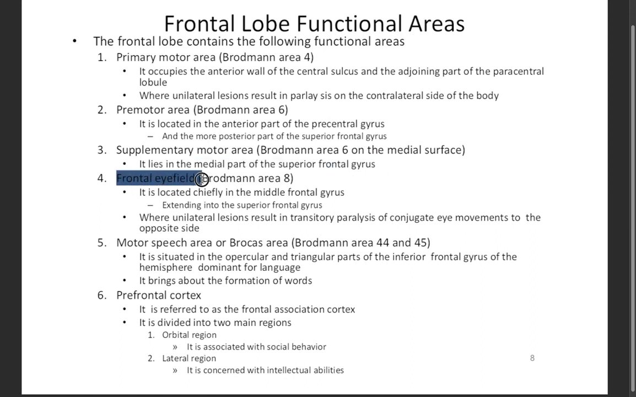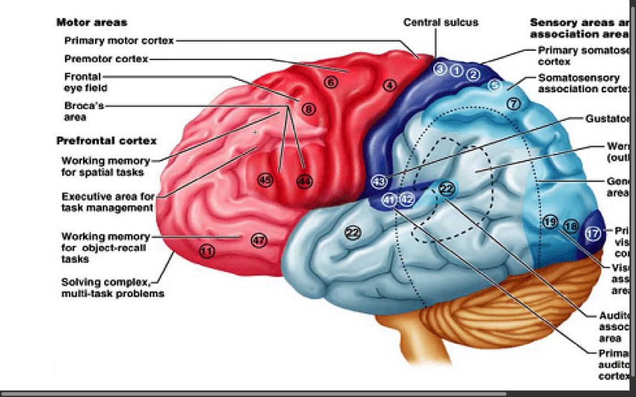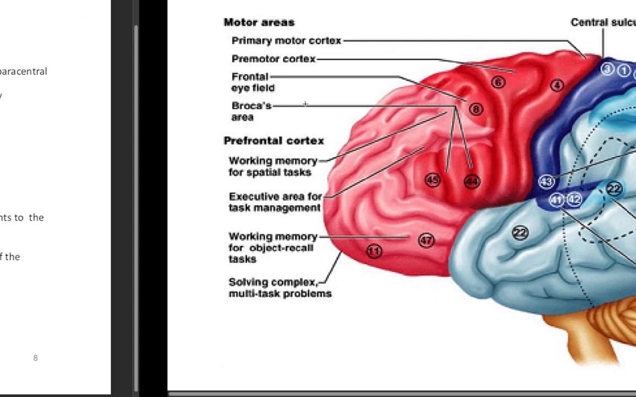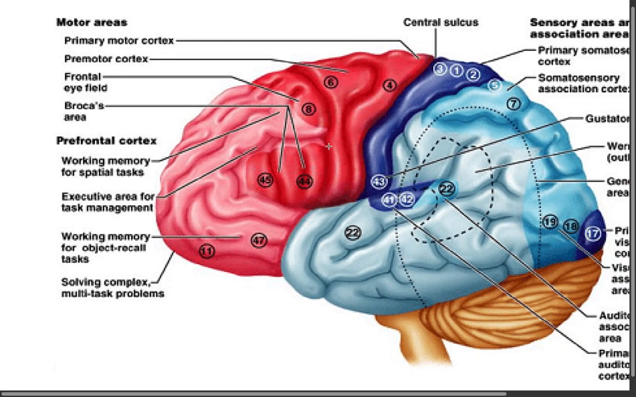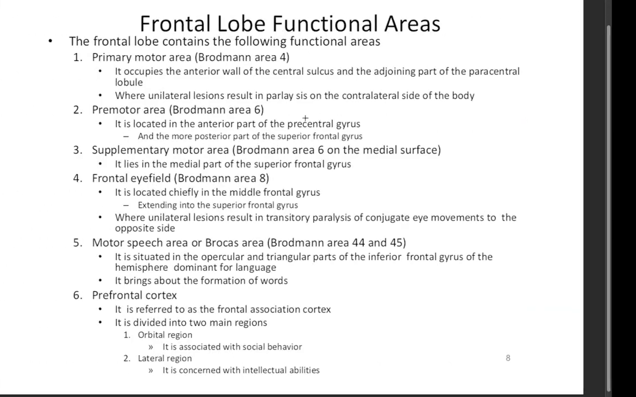Again, fourth, the frontal eye field, Brodmann area 8. It is located chiefly in the middle frontal gyrus. This is the middle frontal gyrus in this location. If you observe, the frontal eye field is located posterior to it, in the middle. In the middle frontal gyrus we will have the frontal eye field, extending into the superior frontal gyrus. This is area 8, the frontal eye field.